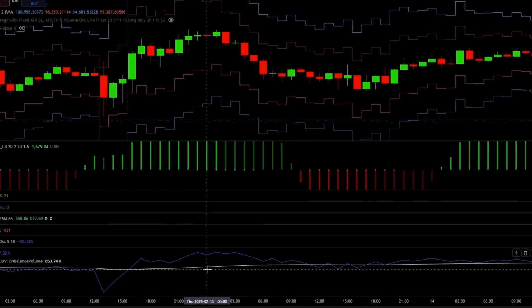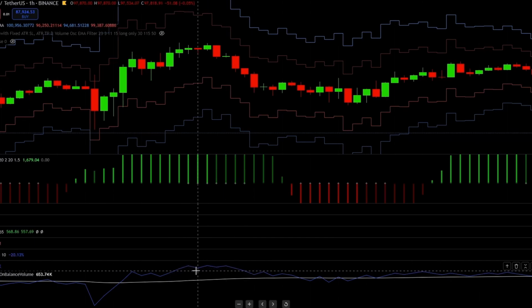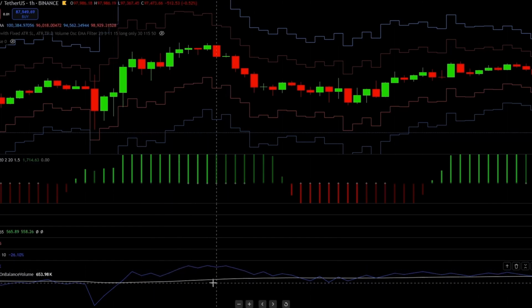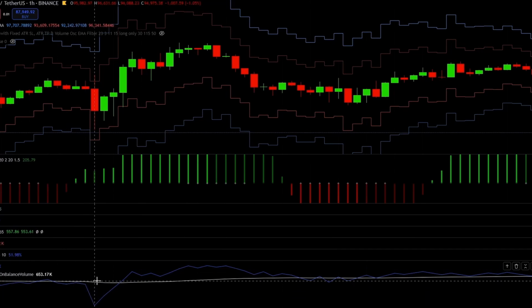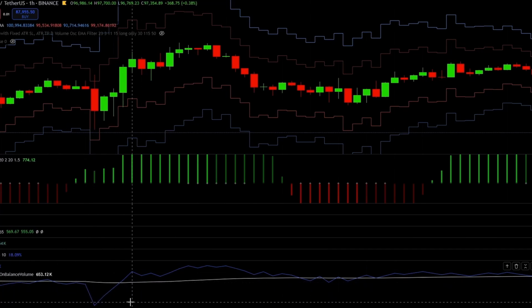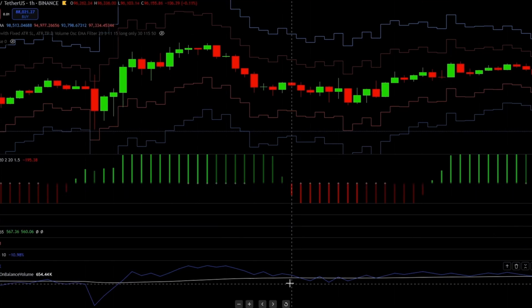The rule is just like with the volume oscillator with EMA. If the OBV line, which is this blue line, is above the OBV-based EMA, then long entries are allowed. If the OBV line is below the OBV-based EMA, then short entries are allowed. That means that this short signal would not have been valid, as the OBV is above the OBV-based EMA.